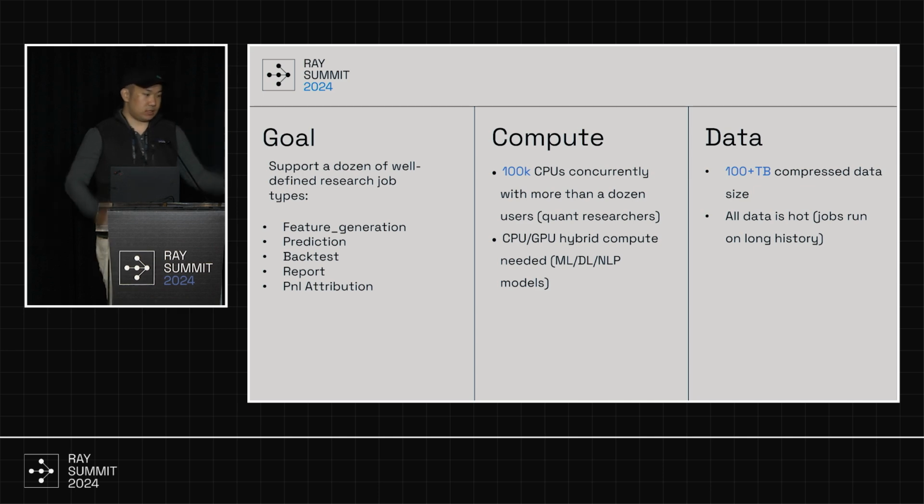It means that some firms have really big data, but you always need the last 6 months. In quant, you always need everything throughout history because you want to run the jobs on long history.